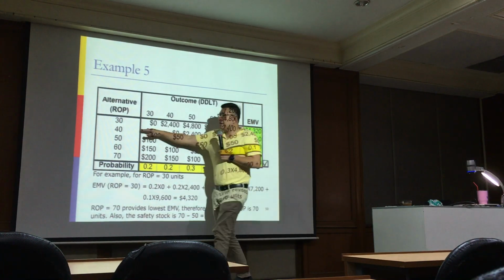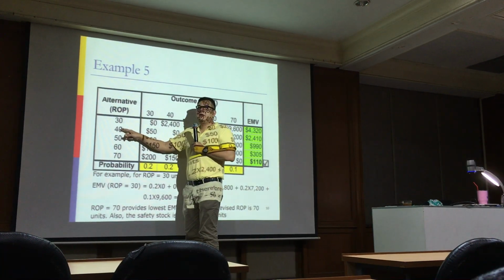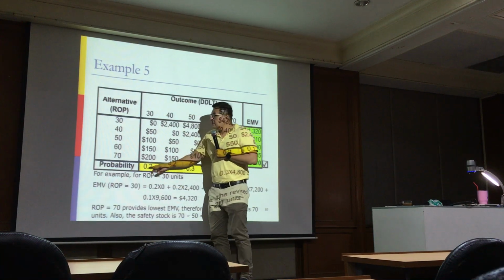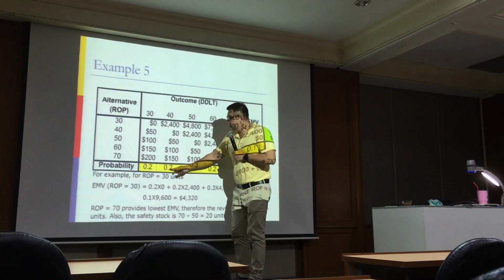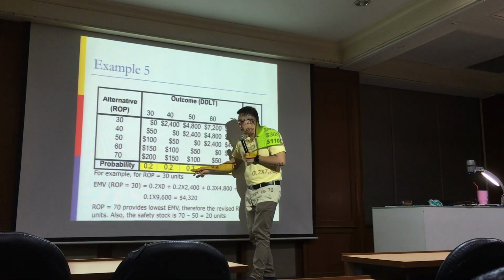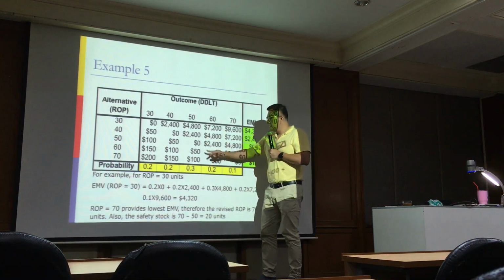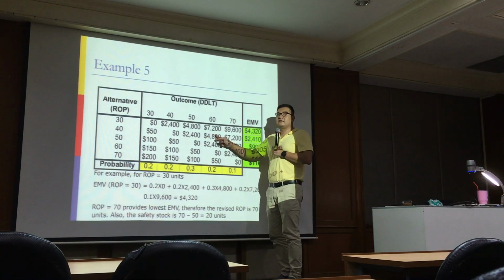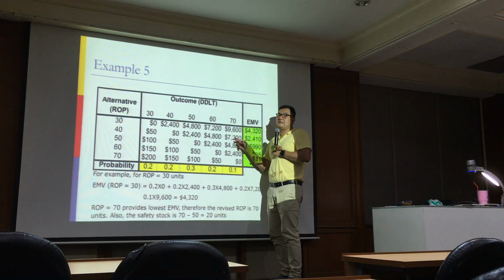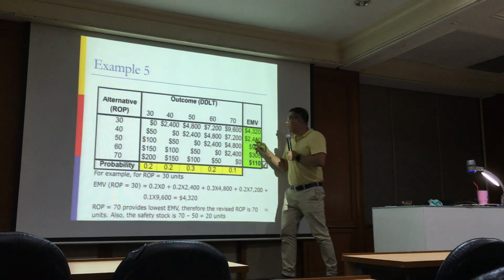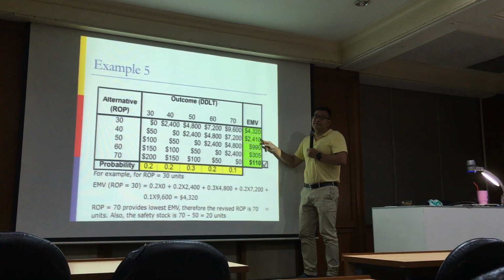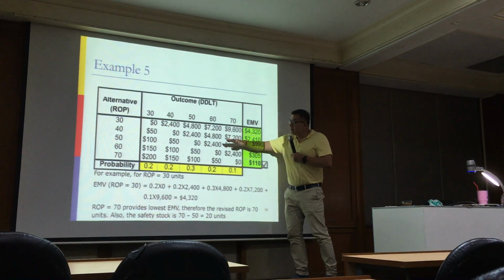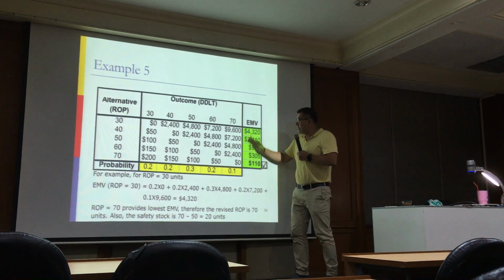Or how about the second alternative? The order point equals 40, using 0.2 multiplied with 50, plus 0.2 multiplied with 0, plus 0.3 multiplied with 2,400, plus 0.2 multiplied with 4,800, and plus 0.1 multiplied with 7,200. You're going to have 2,410. You do the same thing for the third, the fourth, and the fifth alternative, and then you can have the result.